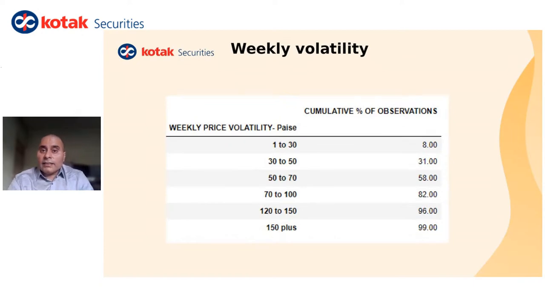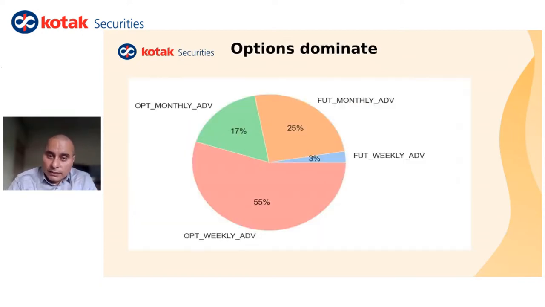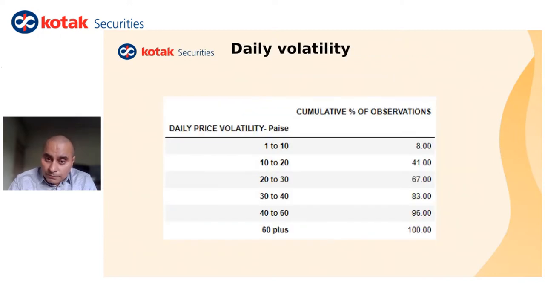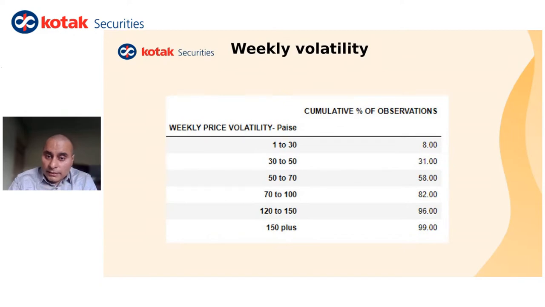Weekly volatility agar dekhein, kyunki in the previous slides, what we saw was that jo weekly options hain, you have seen this massive growth that has happened in the weekly options. Ye weekly options growth ke piche hai, this weekly volatility. So this is a very important metric which the option traders watch. And what you can see is that almost 80% of the time, the weekly volatility has been below 1%.